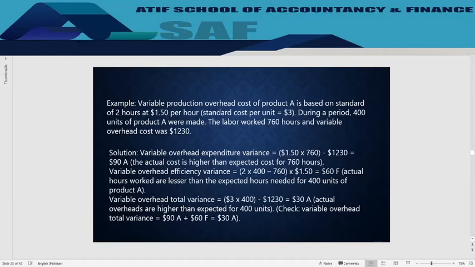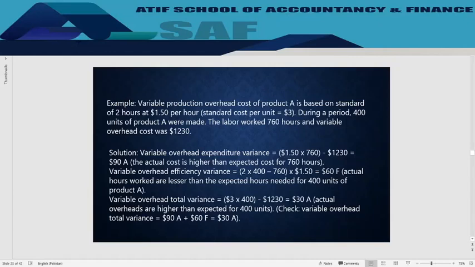For the calculation of variable efficiency variance, we need to consider for the production of 400 units, how much hours are required. For 1 unit, 2 hours are required. So for the production of 400 units, we need 800 hours. But actually we use only 760 hours. So 40 hours are less used than our expectation. So this variance is favorable in quantity. Then this variance would be multiplied by the standard rate of $1.5 per unit and it gives a variance of $60 favorable.